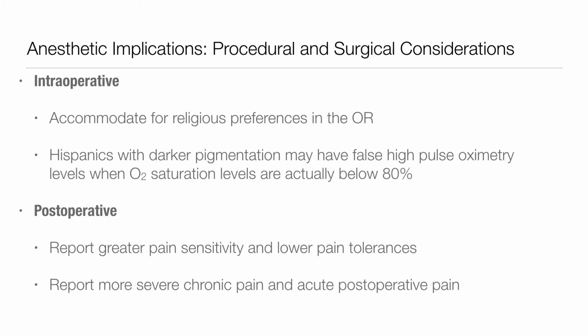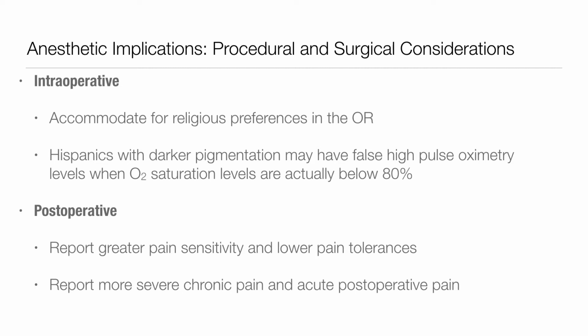Hispanics, also with darker pigmentation, may have false high pulse oximetry levels when O2 sat levels are actually below 80%. So it's important to take that into consideration. If you think your pulse ox isn't really working correctly, or if you maybe think it's falsely high, maybe it's just because of the pigmentation of their skin.